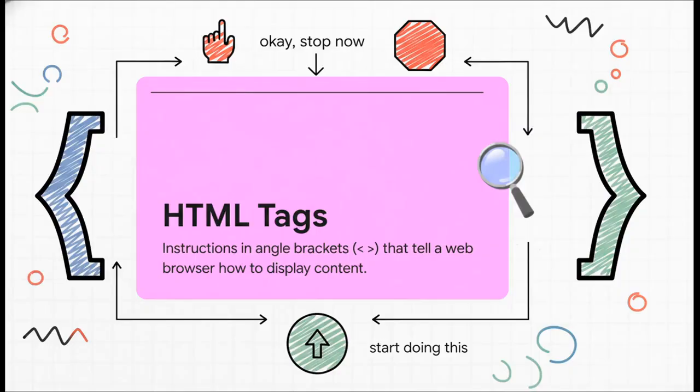So what exactly is a tag? Honestly, it's just a command you put inside these angle brackets. It's not magic, it's just a language that web browsers are built to understand. The first tag tells the browser to start doing something, and the second tag, the one with the slash, tells it, okay, you can stop now.